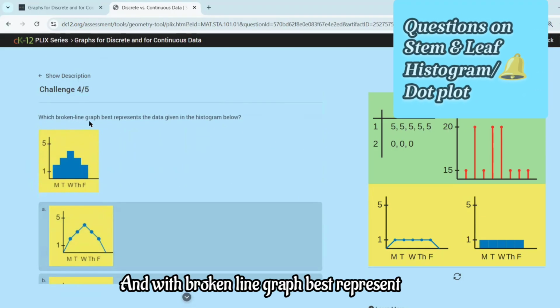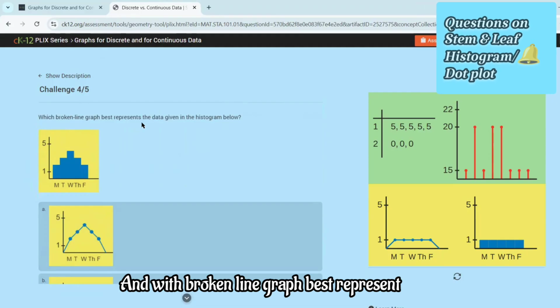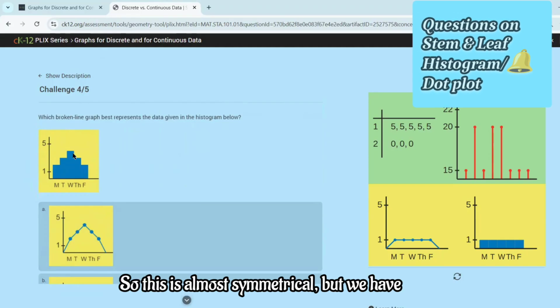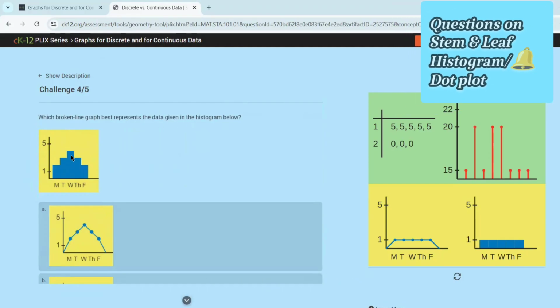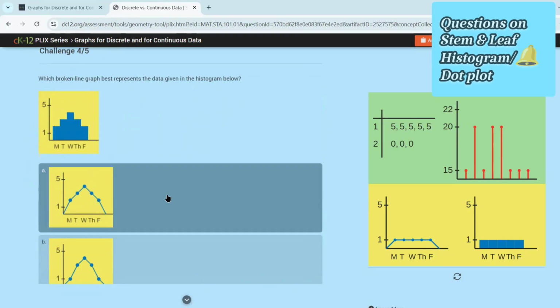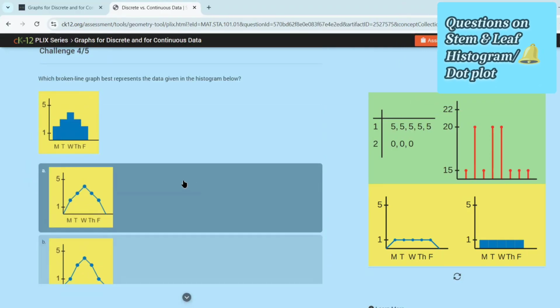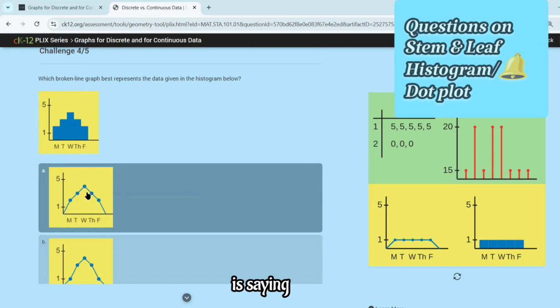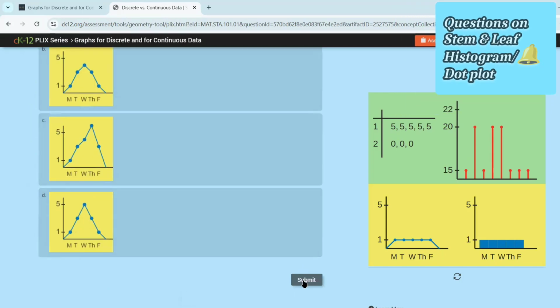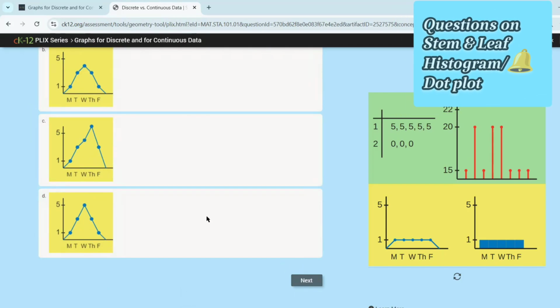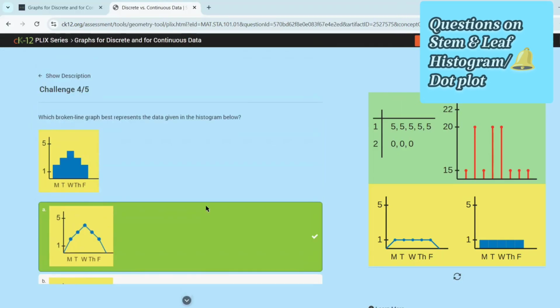Which broken line graph best represents the data given, right? So this is almost symmetrical, but we have Wednesday on top. Okay. This is same, this is same. Okay, I think this should be the answer. This is good.